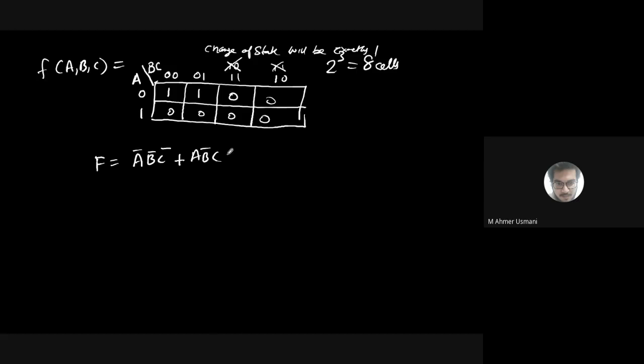अब आप क्या करोगे? A bar और B bar को common ले लोगे. What you'll get is C bar plus C, right? What is C bar plus C? One. So what you're getting as the answer is A bar B bar. Because it works on this principle: A plus A bar, B plus B bar, the normal state plus the complement state, you'll get exactly one.